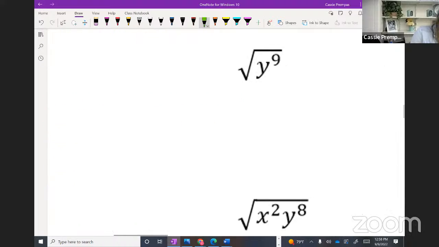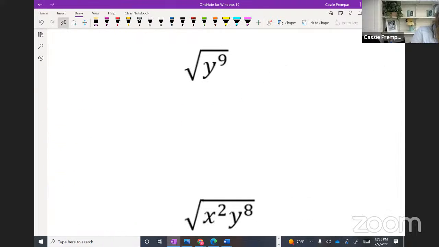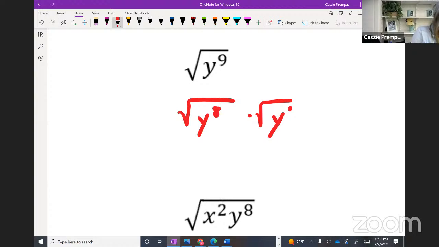If you are a perfect squares type person, the perfect square that goes into y to the 9th evenly is actually y to the 8th. You could call this the square root of y to the 8th times the square root of y to the 1st, because 8 plus 1 would give you 9. What is the square root?